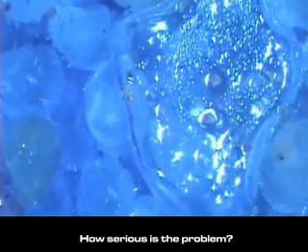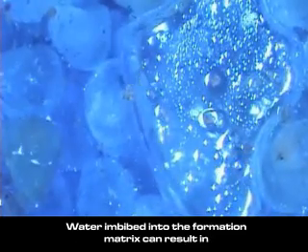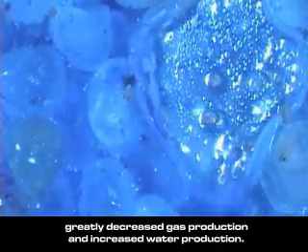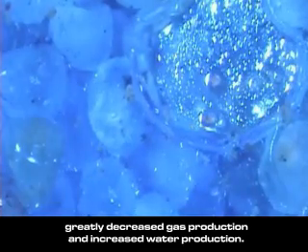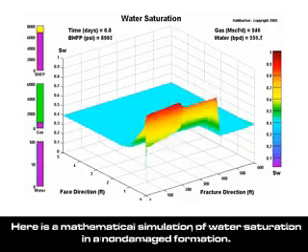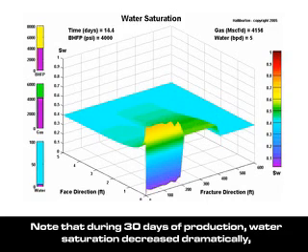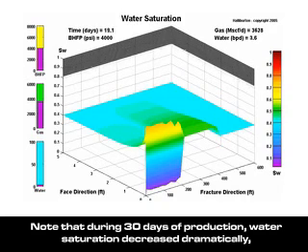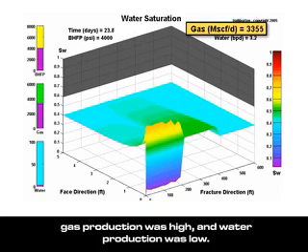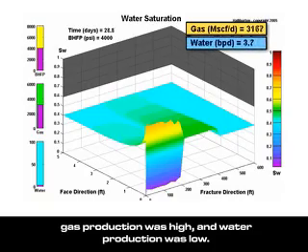How serious is the problem? Water imbibed into the formation matrix can result in greatly decreased gas production and increased water production. Here is a mathematical simulation of water saturation in a non-damaged formation. Note that during 30 days of production, water saturation decreased dramatically, gas production was high, and water production was low.